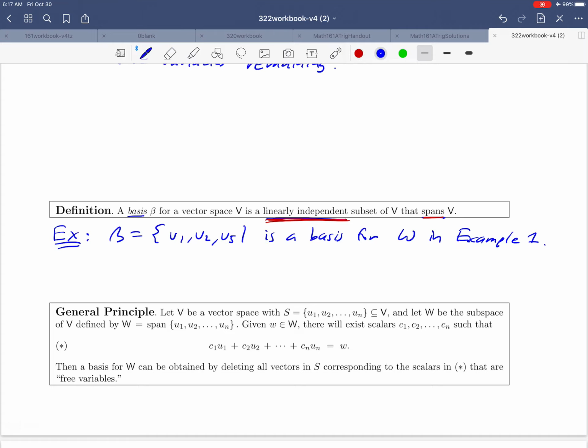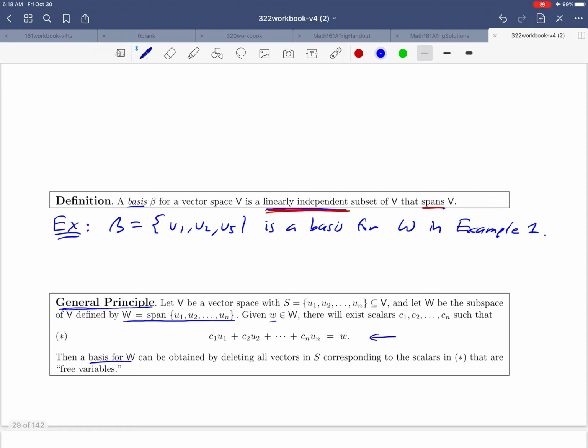Finally, let's conclude this video by talking about a general principle. This just summarizes what we did in the example at the top of the page. So read through this together. Let V be a vector space with a subset, U1 through UN, and we'll define W to be the subspace spanned by those vectors. Given some vector W in W, that means that there will exist scalars so that we can build that vector W that we chose as a linear combination of the vectors in our set. Notice that this setup is exactly the same as the setup in example 1, and so the conclusion is going to be the same as well.